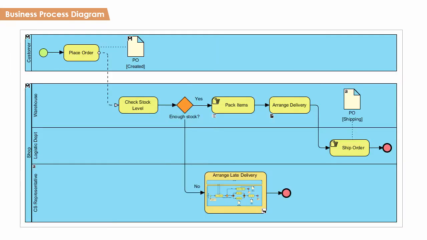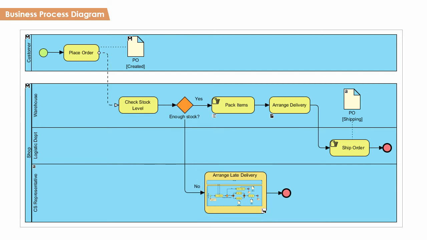Assume we have a correct business process diagram as a starting point. I use this simple example to illustrate the idea, but the same principle can apply to a complicated business process diagram too. This business process starts with the customer placing an order, and then the warehouse will check the stock level. If there is enough stock, the warehouse will pack items and then arrange delivery. Finally, the logistics department will ship the order. In case there is not enough stock, the customer service representative will arrange late delivery with the customer.